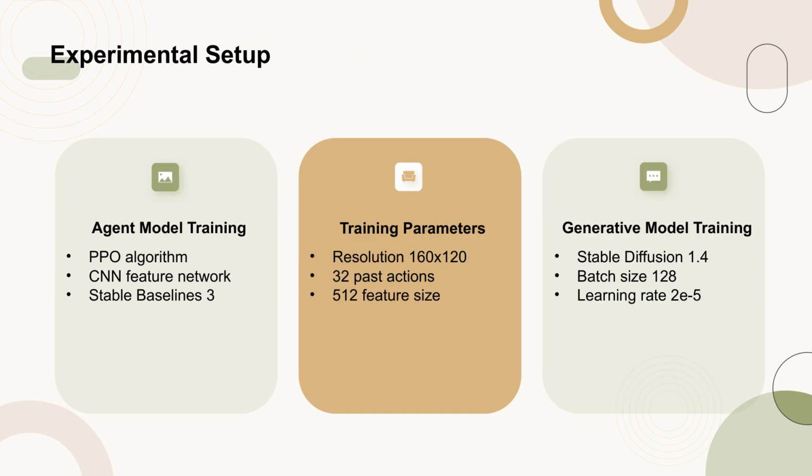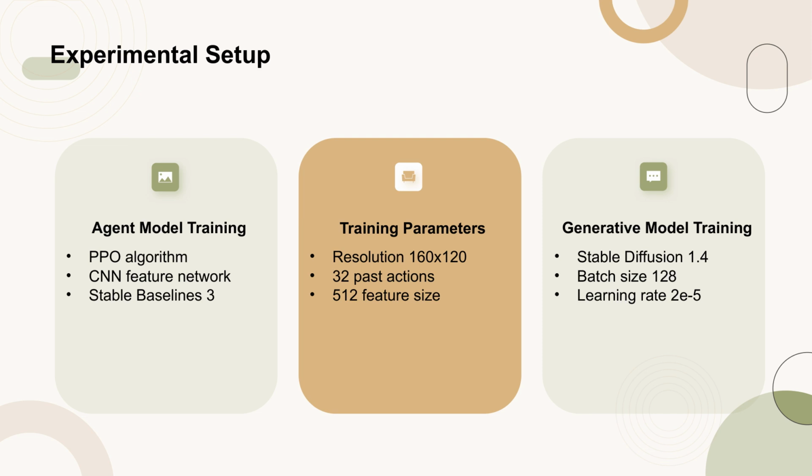The agent model is trained using the Proximal Policy Optimization (PPO) algorithm, which employs a convolutional neural network (CNN) as its feature network. This setup is facilitated by the Stable Baselines 3 infrastructure. The agent is provided with downscaled frame images and in-game maps, each at a resolution of 160 by 120 pixels, and has access to its last 32 actions. The feature network computes a 512-dimensional representation for each image. The actor and critic networks are multilayer perceptrons, MLPs, built on top of the image feature network and past action sequence outputs.